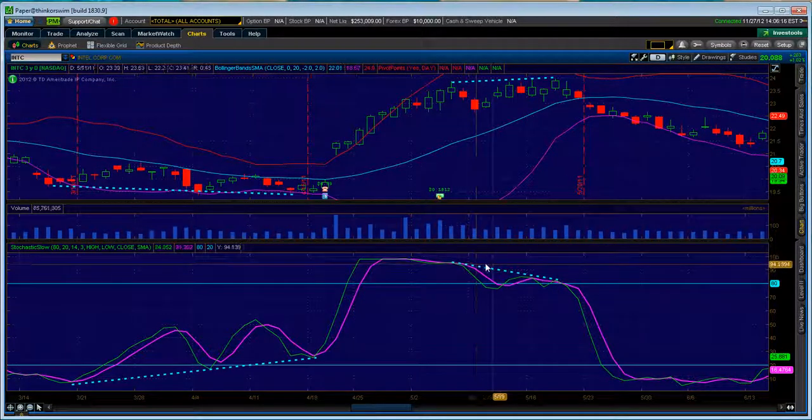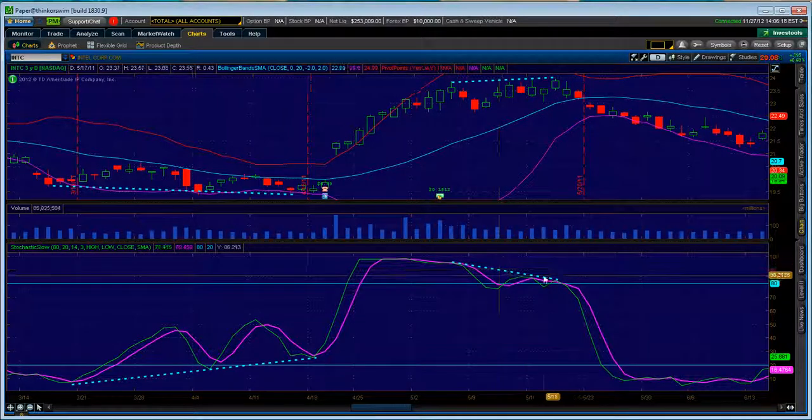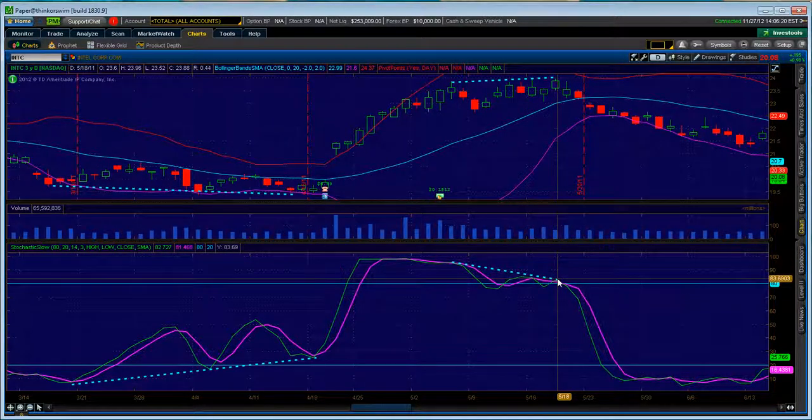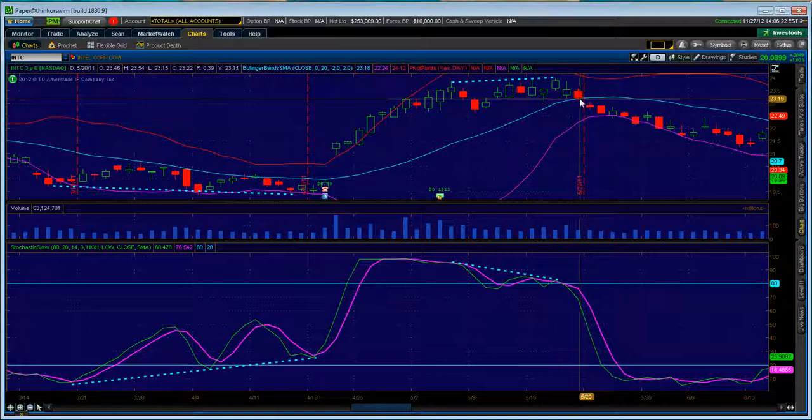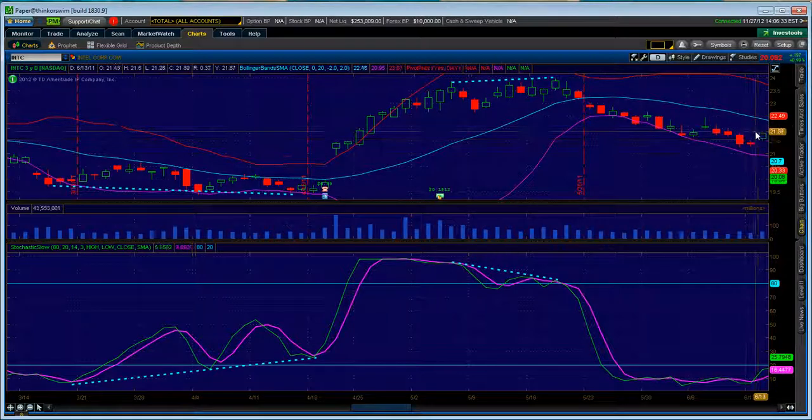But as that's happening, the stochastics is representing decreasing momentum on the upside, and then we get a support break at the 20-day SMA. You get a little gap down situation, and then from there, once that support is broken, it just becomes a selling fest pretty much.